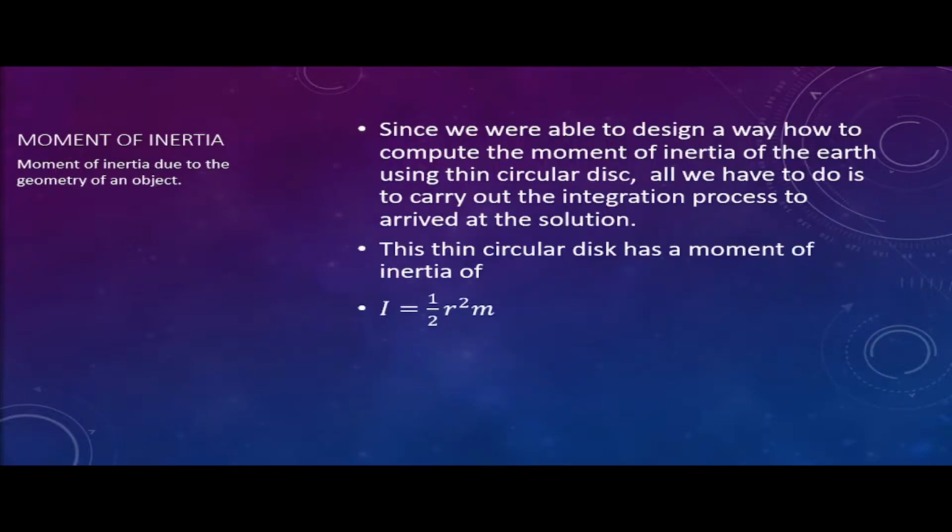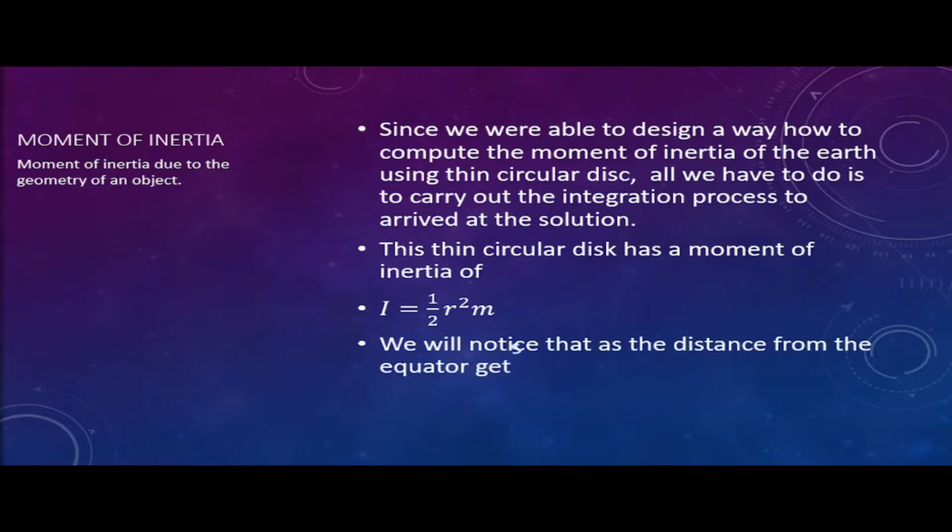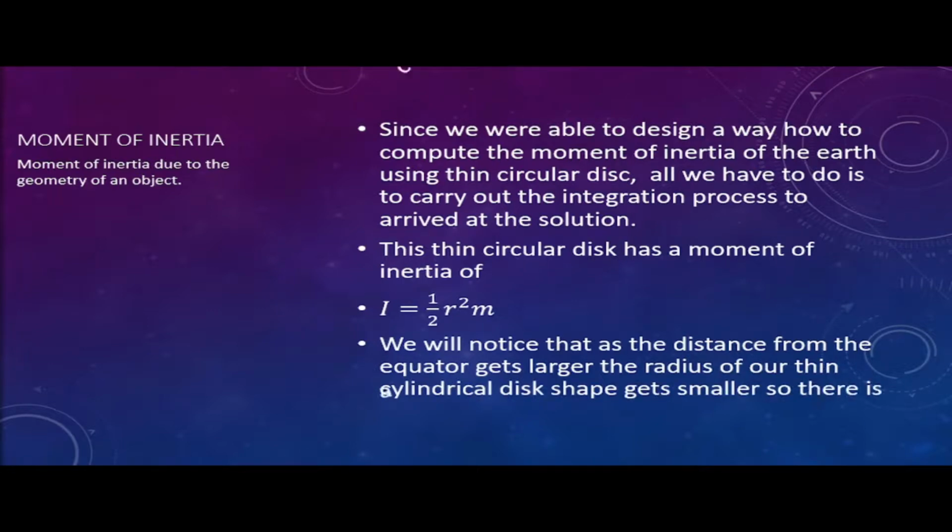The moment of inertia of the thin circular disc is equivalent to 1/2 r squared m, and we just have to put the formula for dm, and then we will carry out the integration process. But first, take note that as the distance from the equator gets larger, the radius of the outer thin circular disc gets smaller. So there is a change in the radius along the z-axis.